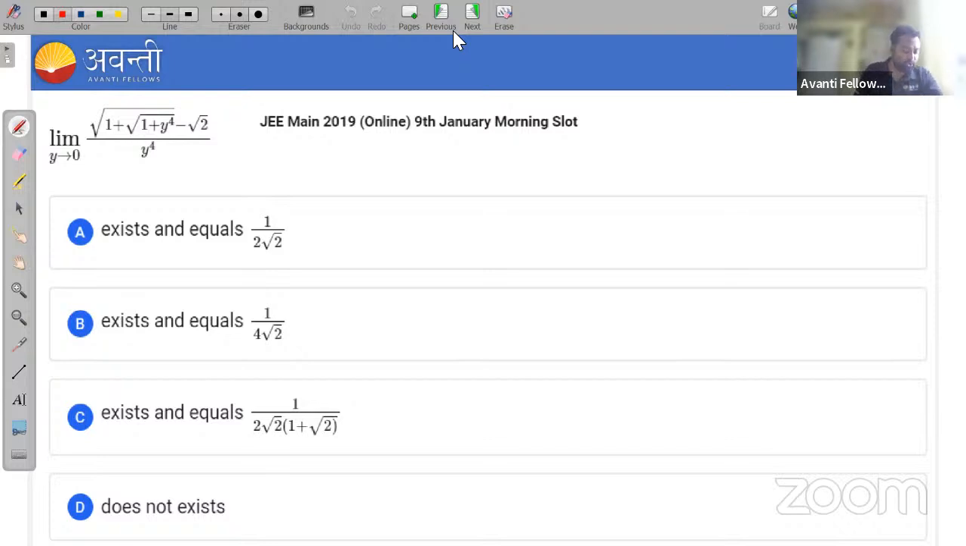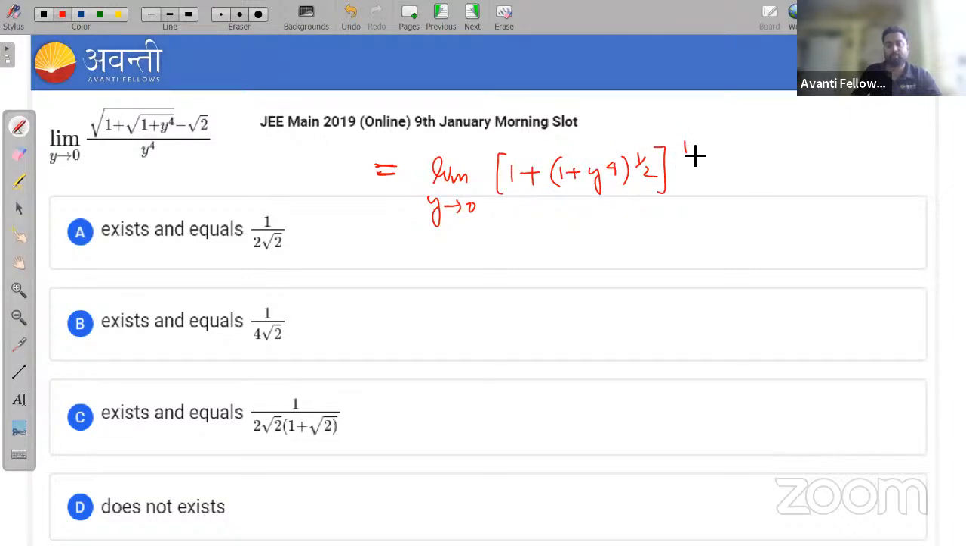Let's solve. It is asking the limit as y tends to 0 of ((1 plus the square root of (1 plus y to the power 4)) to the power 1 by 2 minus root 2) divided by y to the power 4. Let's solve these questions. Right? Yes. So now what will we do?